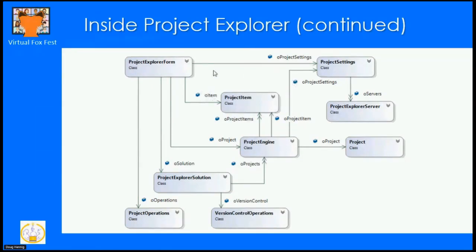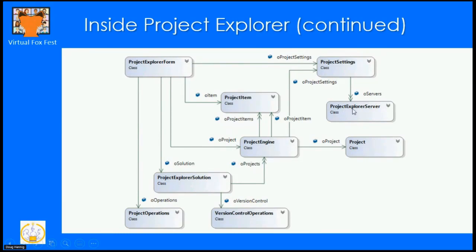Project Engine also has another collection called OProjectSettings. That is a collection of, sorry, it's not a collection. It's a single item, OProjectSettings, which is an instance of the Project Settings class. This represents the settings for the project, like the build number, or the company name, or the home directory, or whether debug mode is turned on, what icon to use, and so on. This project settings has a collection called OServers.